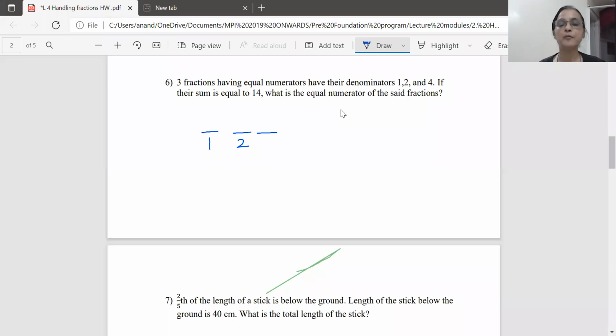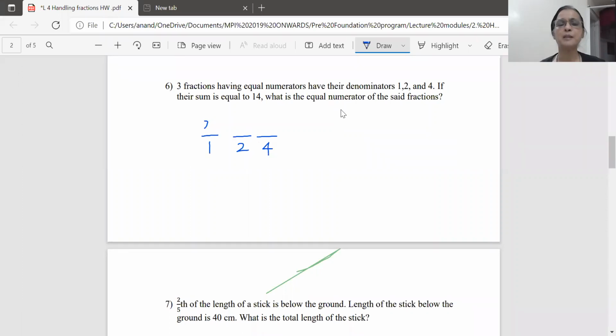Now, one thing I observe is that all of them have equal numerators. So if you are all comfortable with x, let us consider that the numerator is x for each of these fractions. So the second number is x upon 2, that is half of x. And the third number is x upon 4, that is 1/4 of x. So in short, I am adding a number and half of it and 1/4 of it. And I know that the total of all this is 14.